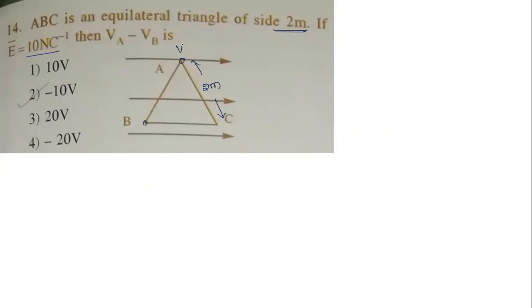Let us take the potential at this point as VA, and the potential at this point as VB. Now we know some relations here. Electric field is always in the direction of decrease in potential. Means potential is decreasing like this. So which one is higher potential here now? VB is higher potential compared to VA.